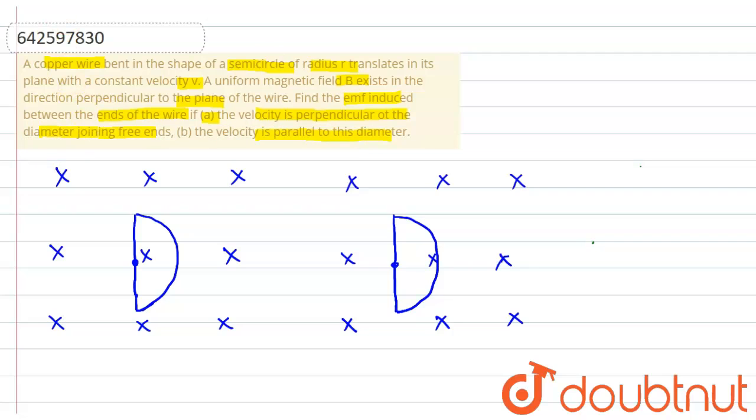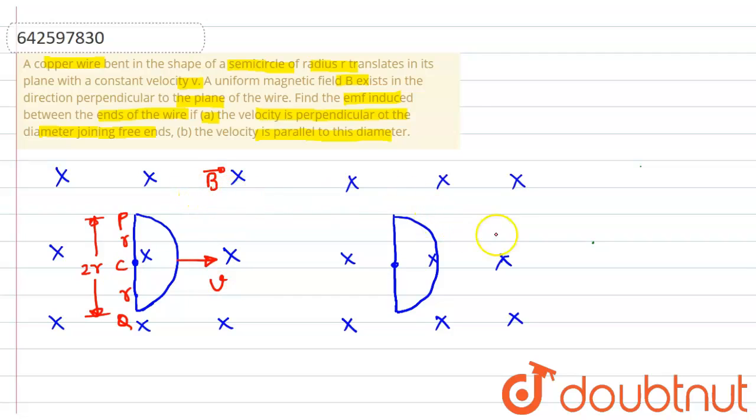Consider the diameter is basically PQ, and this is its center C. The radius is small r, so if CQ is small r, then CP will also be small r. So the total length of the diameter will be 2r. In the first case, it is given that the translational motion of the copper wire loop is perpendicular to the direction of the magnetic field. So this is V and this is the magnetic field. The magnetic field is perpendicular and into the plane.